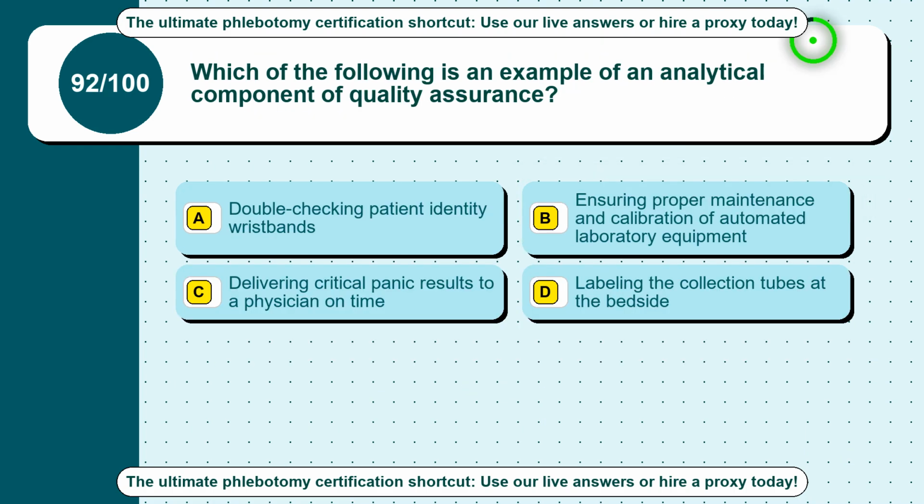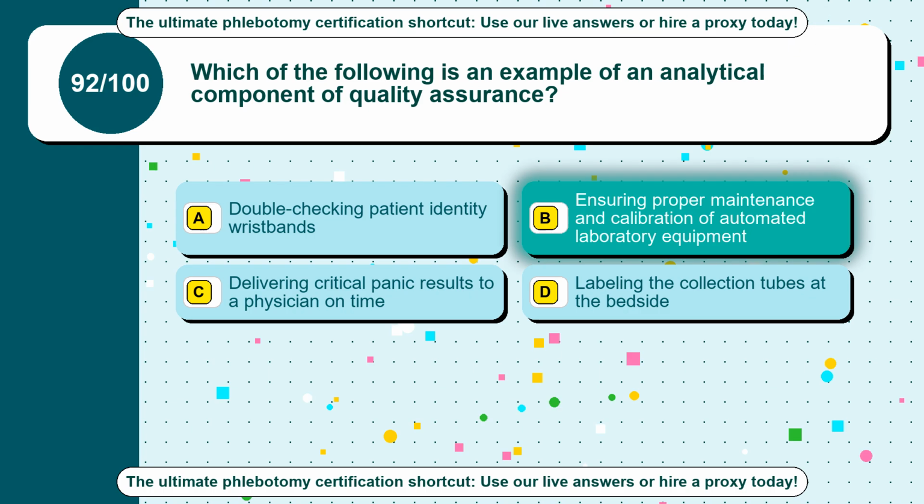Question 92. Which of the following is an example of an analytical component of quality assurance? Option A, double-checking patient identity wristbands. Option B, ensuring proper maintenance and calibration of automated laboratory equipment. Option C, delivering critical panic results to a physician on time. Option D, labeling the collection tubes at the bedside.